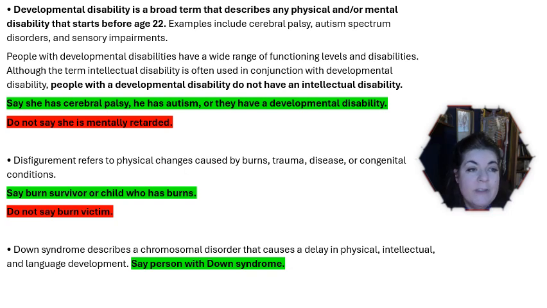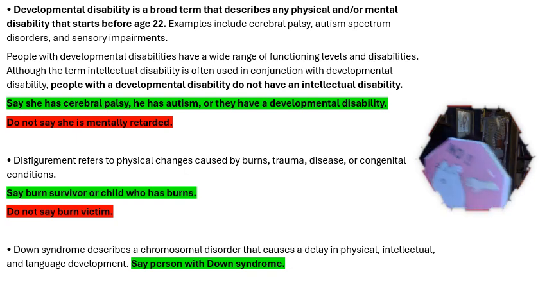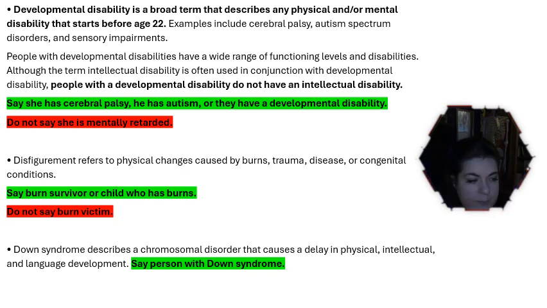A developmental disability is a broad term that describes any physical or mental disability that starts before age 22. These include autism disorder, sensory impairments, cerebral palsy, etc. People with a developmental disability do not necessarily have an intellectual disability. We are talking anatomical development, not mental ability. So you can say she has cerebral palsy, he has autism, or they have a developmental disability. We do not say they are mentally retarded.